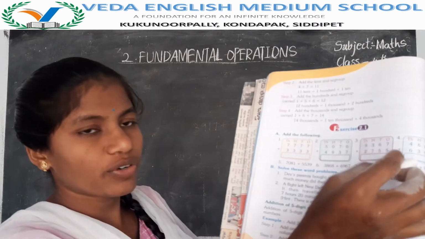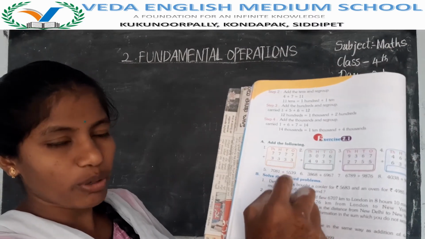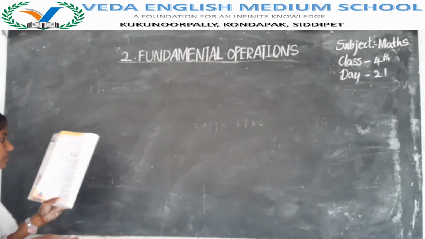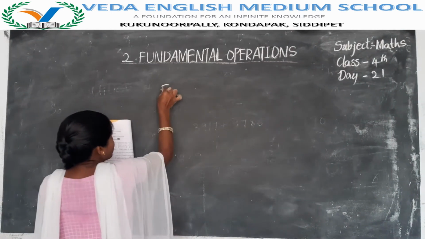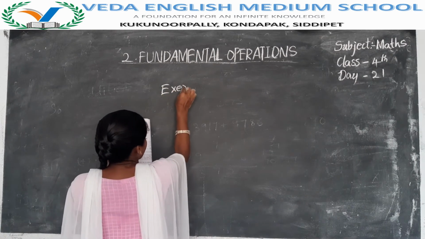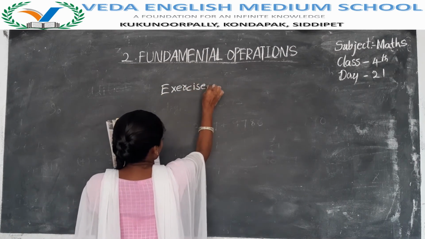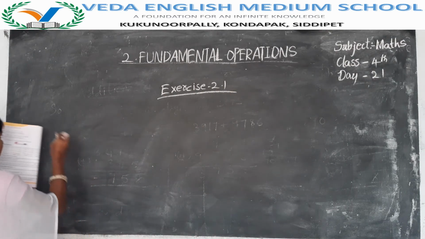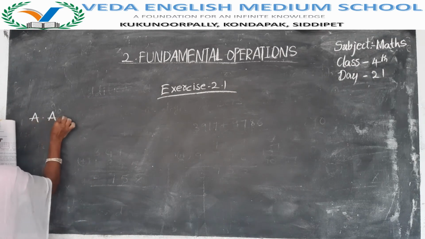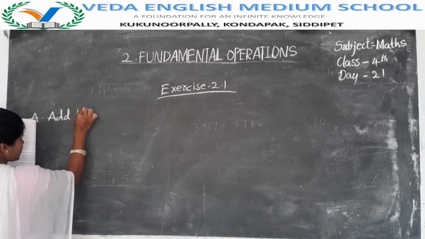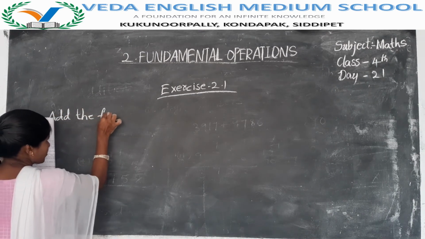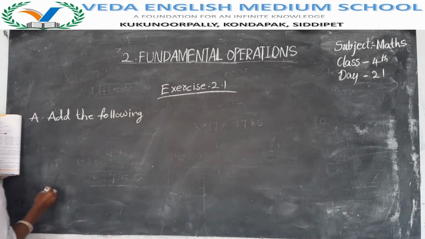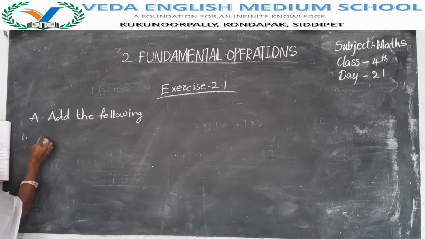1, 2, 3, 4. These 4 problems you have to add directly. I will explain the 5th one. Remaining all are your homework. So, exercise 2.1. I will explain a bit. Add the following. Let's take the first one and the fifth one.